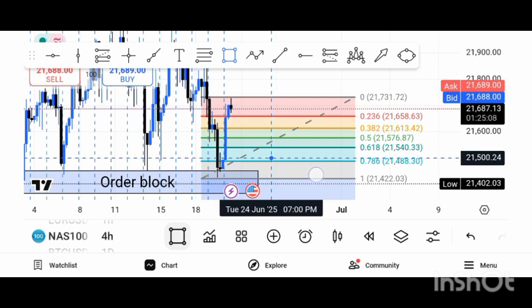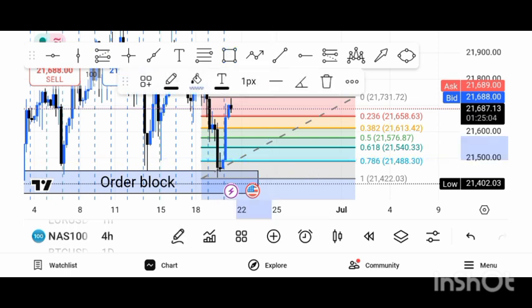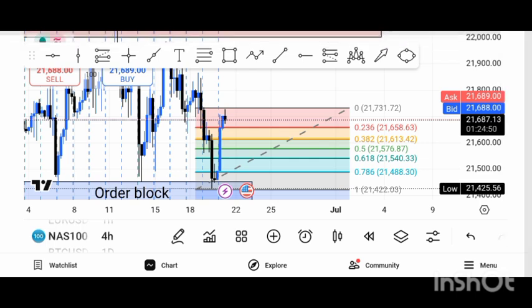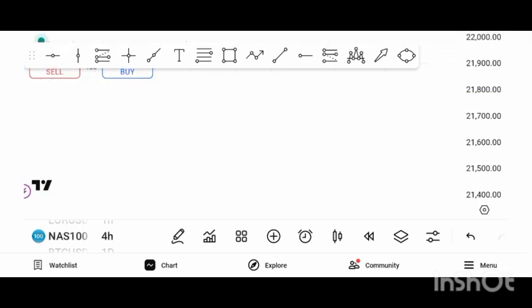Now looking at this, I'll draw my box from the 0.5 to the 0.786. I'm not expecting the market to tap the other block, but I'm expecting the market to tap at 0.618. That's what I'm looking for. I'm looking for the 0.618 or the 0.5. But this trade, I'll be going with the confirmation. If there's a high chance of it going to tap into the support level, I'll be waiting for another confirmation for me to go.